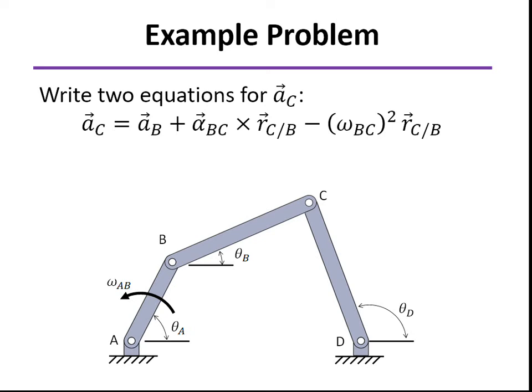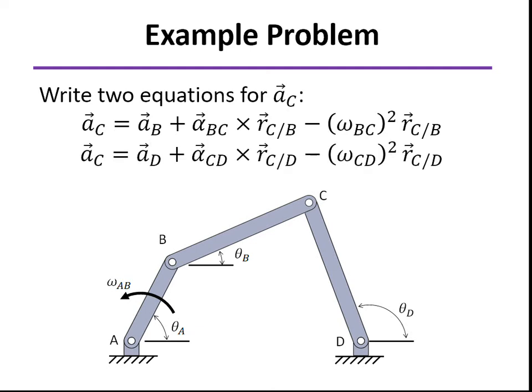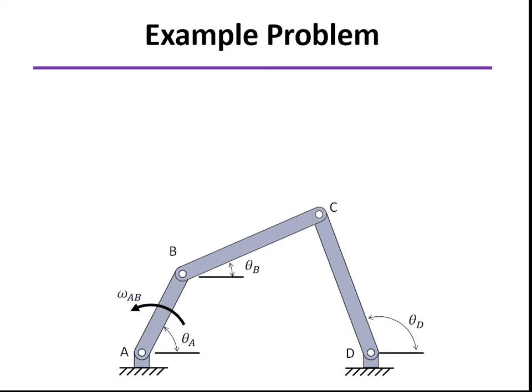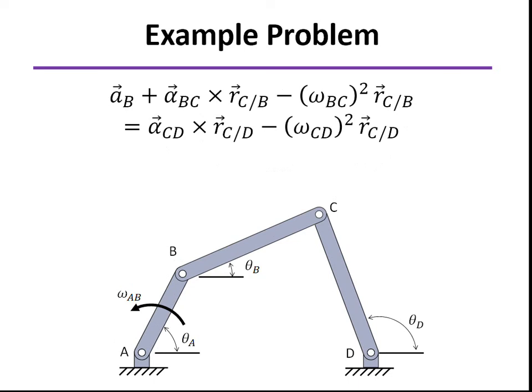But again, I've got too many unknowns to solve. So just like with the velocity analysis, I realize that point C is not only on link BC, it's also on link CD. So I can write an equation for the acceleration of C relative to the acceleration of D, which of course is equal to 0. So now setting those two equal to each other, I can solve for my two unknowns, which are alpha BC and alpha CD. There's a lot of steps to this, but again, it's a systematic approach that can be used for the most complex mechanism.